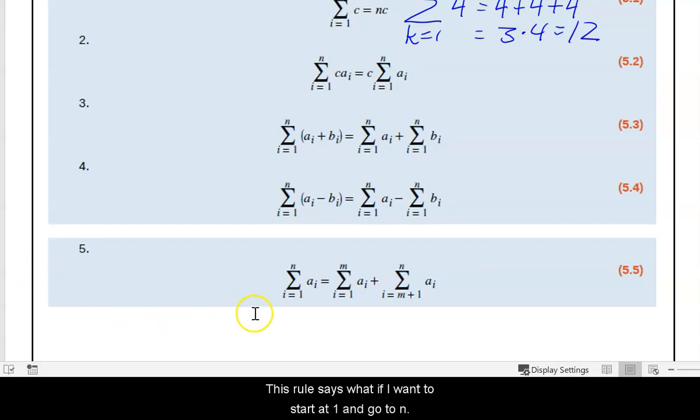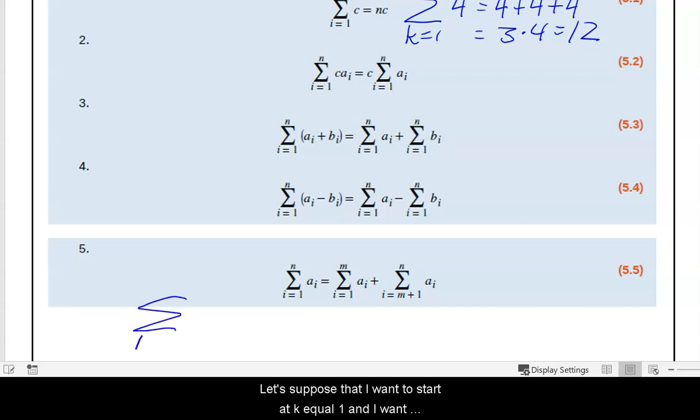The fifth rule says, what if I want to start at 1 and go to n? Suppose that m is some number that is below n. I can go from 1 to m and then from the next number up to n. This rule is probably one of the most difficult for students to start to understand. However, if I give you a simple example, I think you'll start to see it.